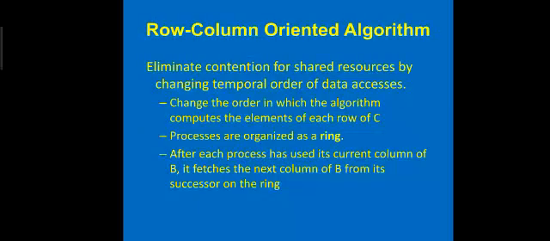So eliminate this contention for shared resources by changing the temporal order of data access. Change the order in which the algorithm computes the elements of each row of C. Processes are arranged as a ring. After each process has used its current column of B, it fetches the next column of B from its successor on the ring.